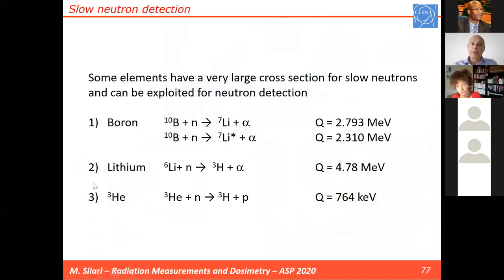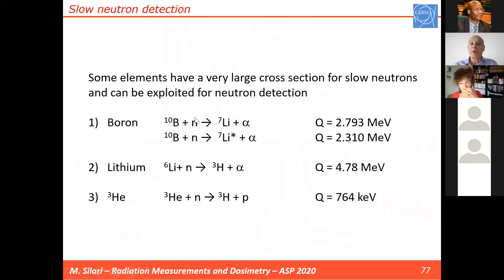Detection of neutrons is a trickier point. Neutron detection, as I said, could be the subject of a completely different lecture. But neutron detectors mostly exploit the fact that some elements, like boron, lithium, and helium-3, have a very large cross-section for slow neutrons. And this very large cross-section is what is exploited in fast neutron detection.